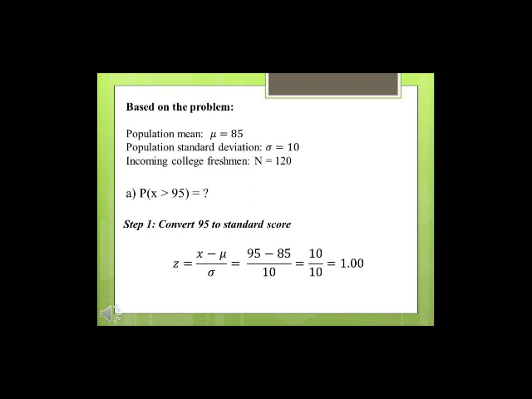Now let's solve letter A, which requires us to find the proportion of incoming first-year college students who are expected to score above 95. Step 1. Convert the 95 to a z-score. As shown on the current slide, we have z equals 95 minus 85 all over 10. When we simplify, the result is 1.